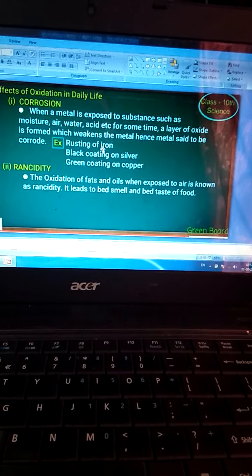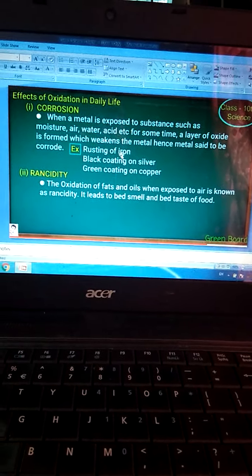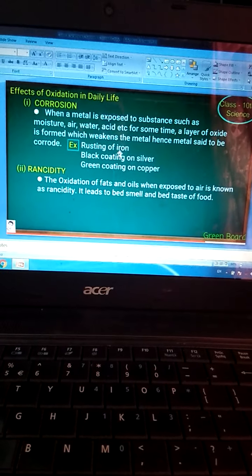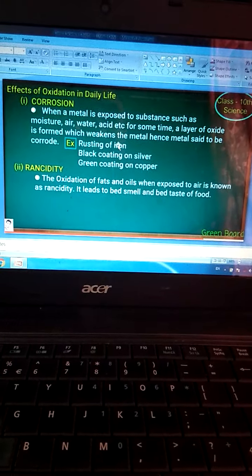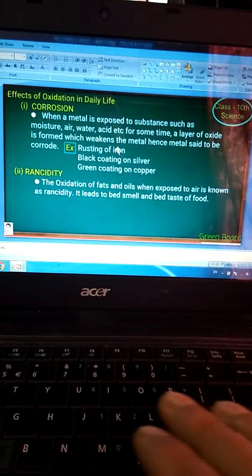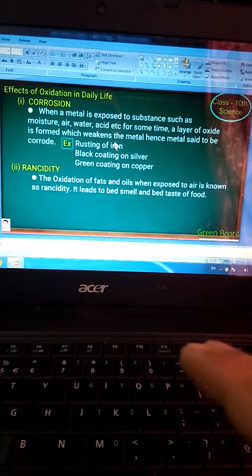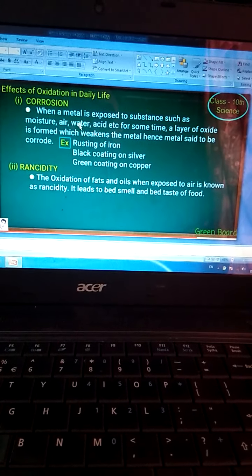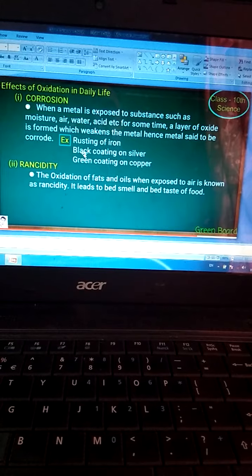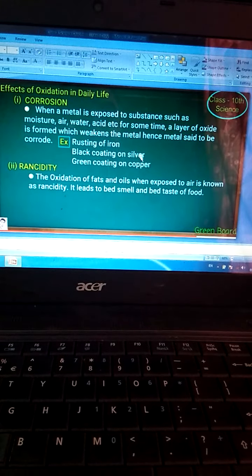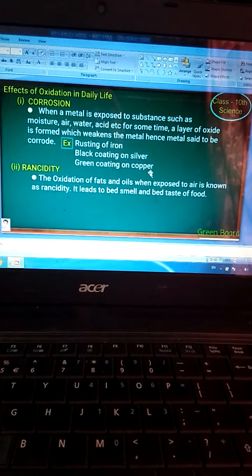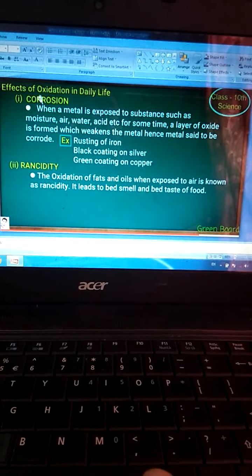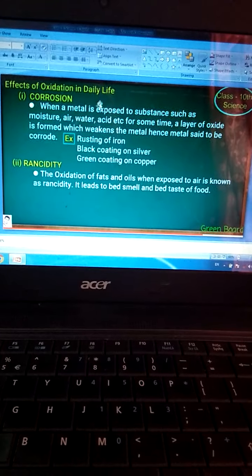We can see when iron is left exposed outside, we can see the brownish substance deposit over it, that is the rusting of iron. That means the layer of the iron is weakening because of the reaction of iron with the moisture and air. Similarly we can see black coating over silver and green coating over copper. So this is called corrosion, and it is the effect of oxidation we see in our daily life.